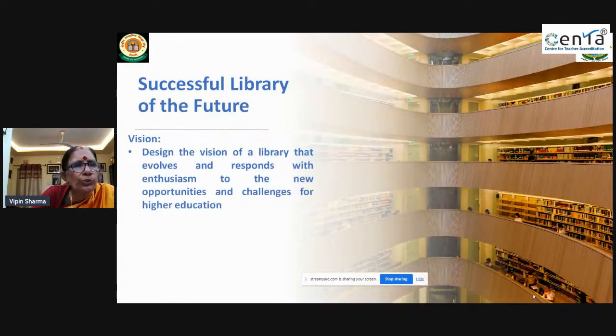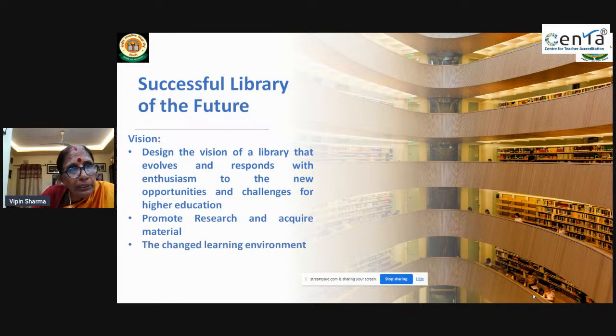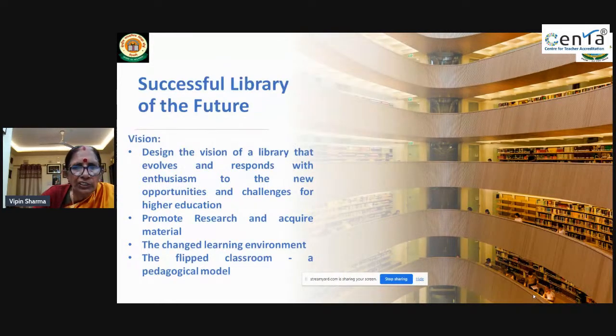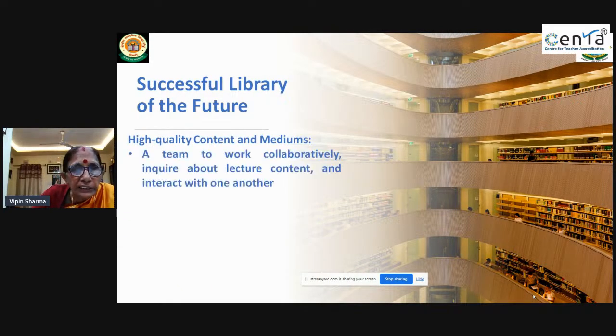Successful library of the future. Design the vision of a library that evolves and responds with enthusiasm. Promote research and acquire material. The changing learning environment. Flipped classroom, a pedagogical model. This is very, very important. Flipped classroom, a pedagogical model. High quality content. A team to work collaboratively.